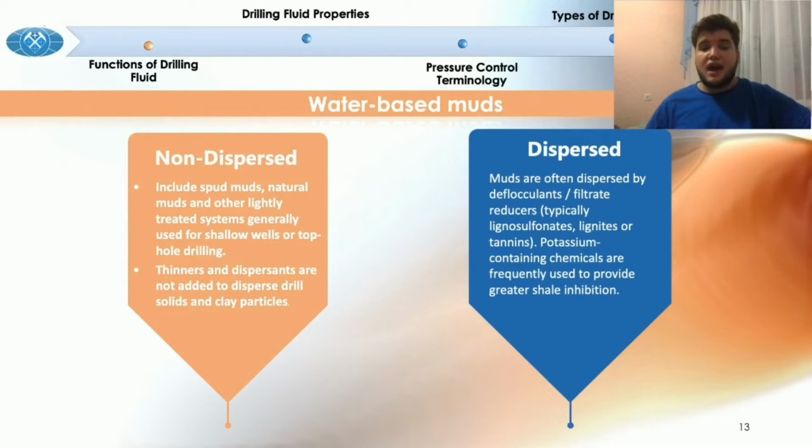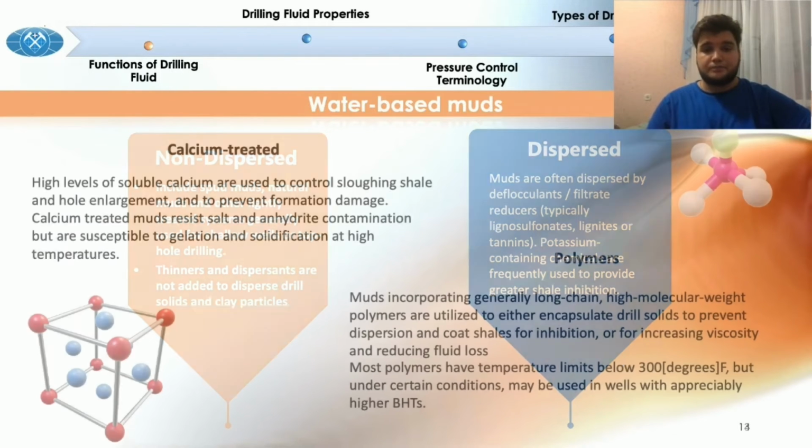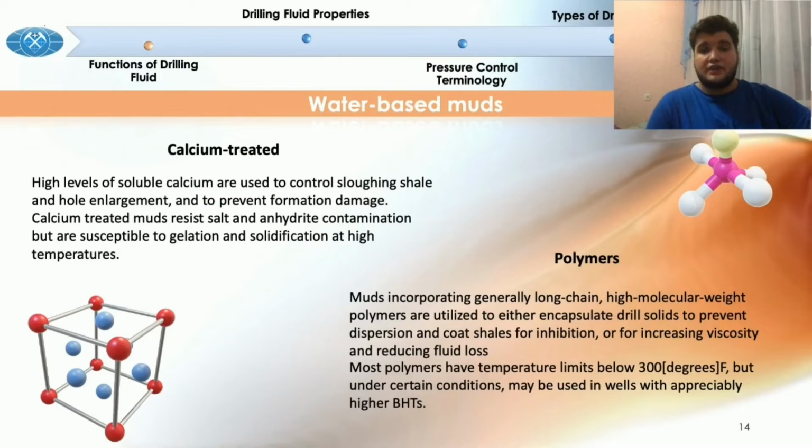Water-based muds are divided into non-dispersed and dispersed muds. Non-dispersed muds include spud muds, natural muds, and other lightly treated systems, generally used for shallow wells or top hole drilling. Dispersed muds are often dispersed by deflocculants and filtrate reducers. Potassium-containing chemicals are frequently used to provide greater shale inhibition. Water-based muds are also divided into calcium-treated muds and polymers.